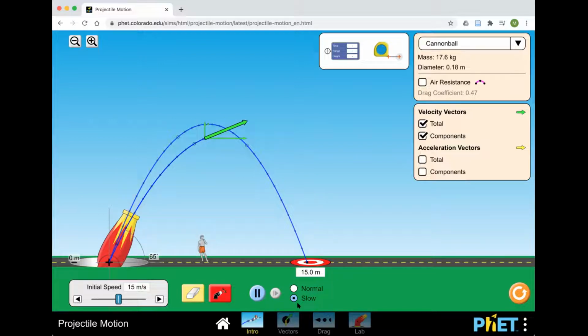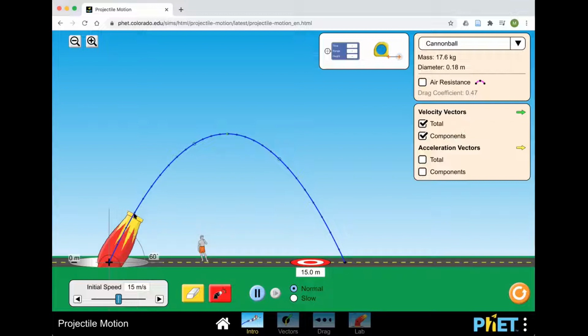Actually, I've got to speed this back up, pardon me, and I've got to clear it as well. Okay, so let's start with 65 degrees. And we'll see where it lands. Boom, there we go. Okay, so that's the range right now. Unfortunately, it's not saying anywhere over here what that range is numerically, but we can just see visually what the range is right now, somewhere beyond 15 meters.